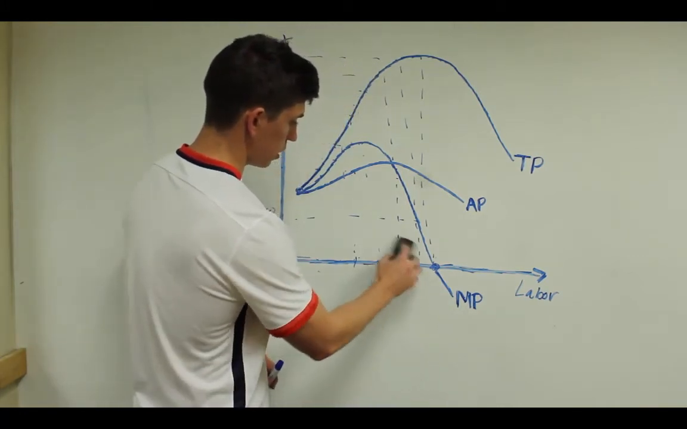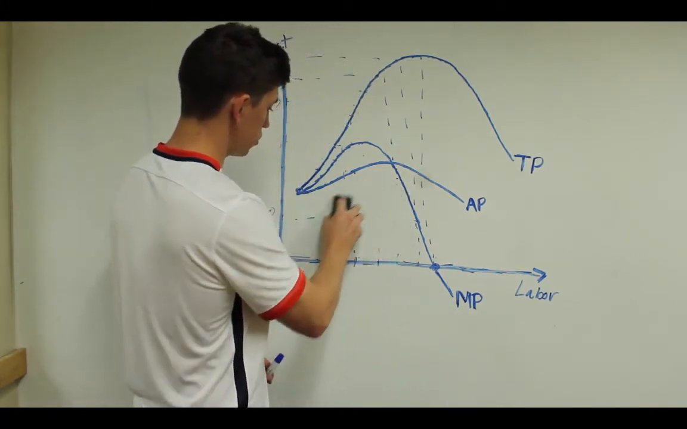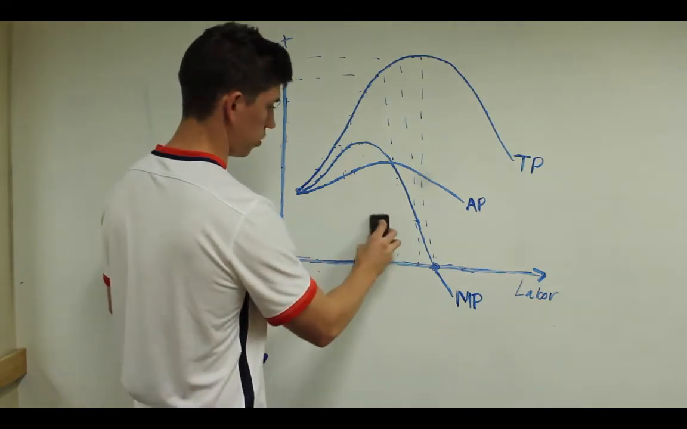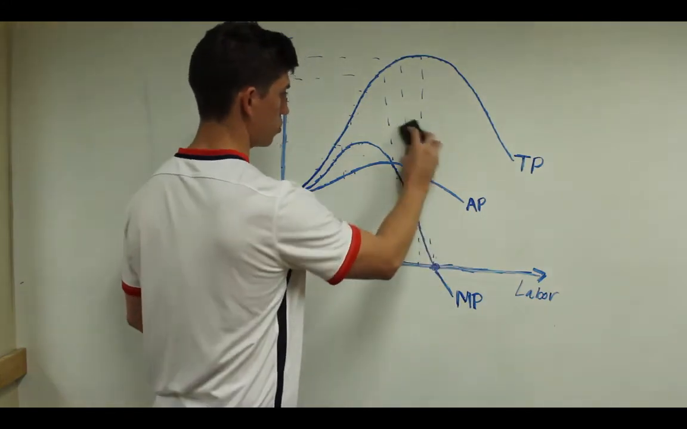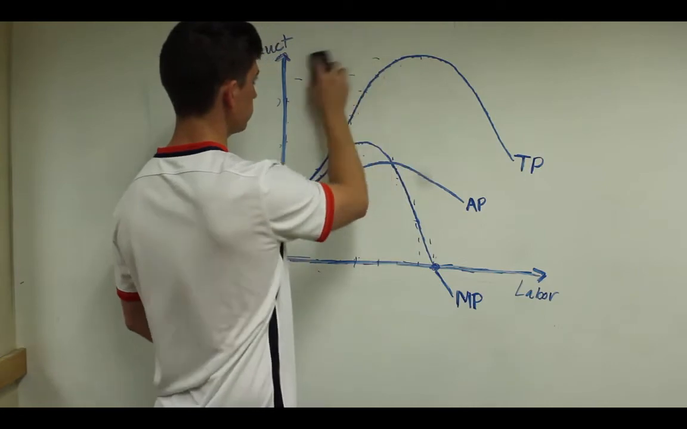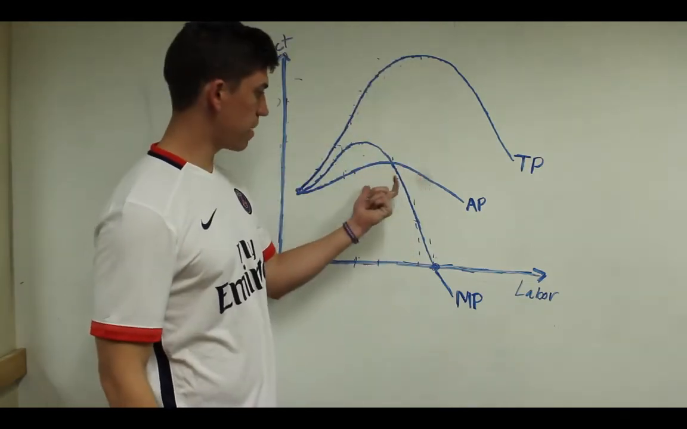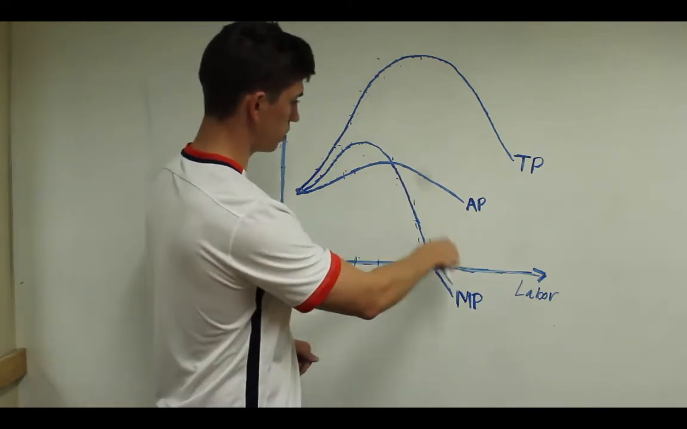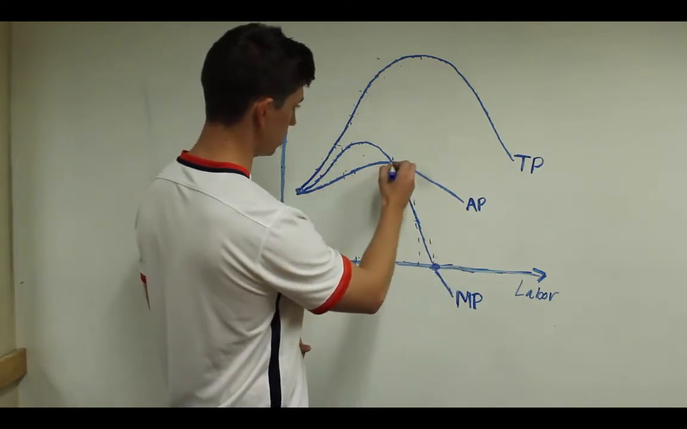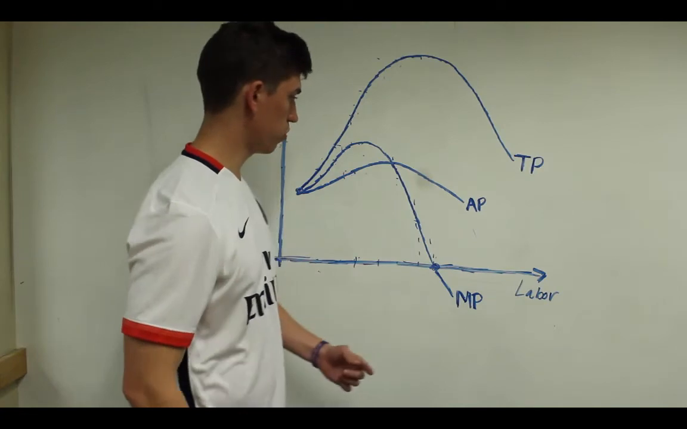Alright, the last big relationship that I want to talk about is the relationship between this average product curve and the marginal product curve. Alright, so we notice that the average product curve here is at a maximum exactly when it crosses the marginal product. Right? Average product reaches its peak when it crosses marginal product.